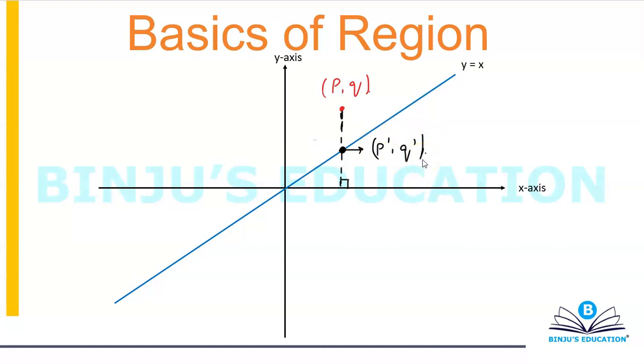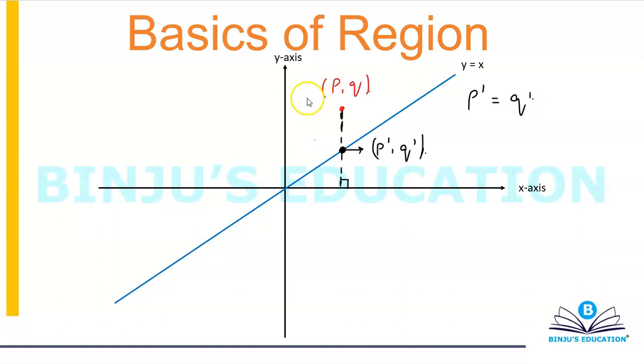Now since this point having coordinates P dash comma Q dash lies on the line x is equal to y, can I say P dash is supposed to be equal to Q dash? Can I say this, yes or no? I can say this, right? Because it lies on the line x is equal to y.